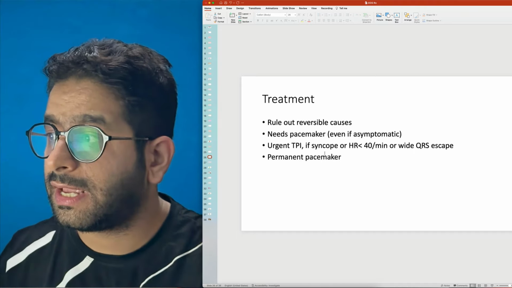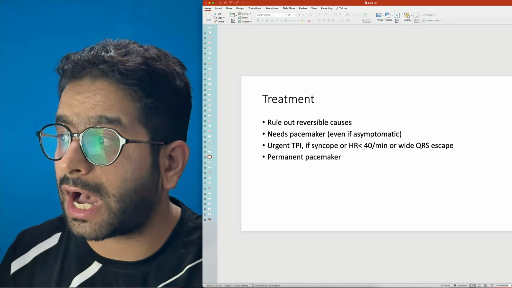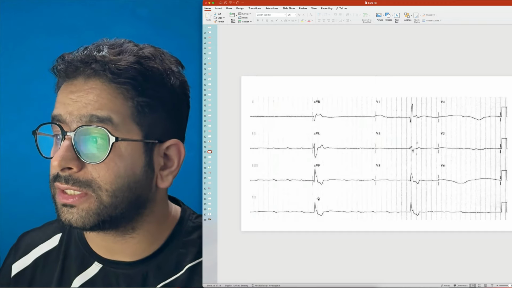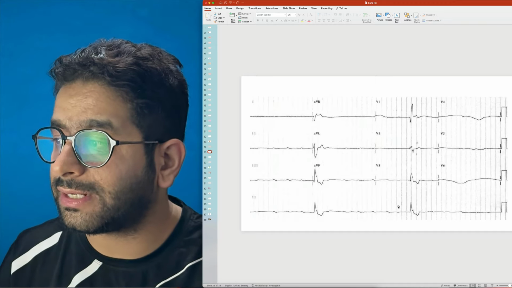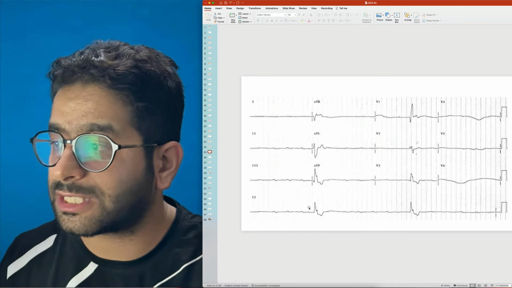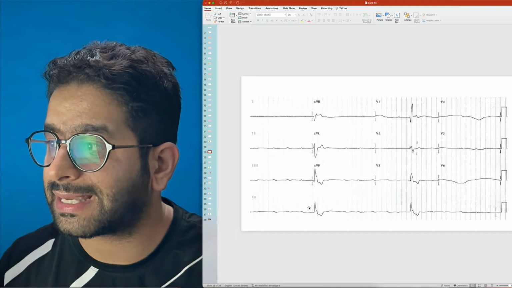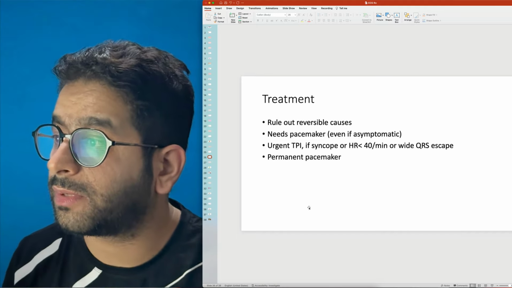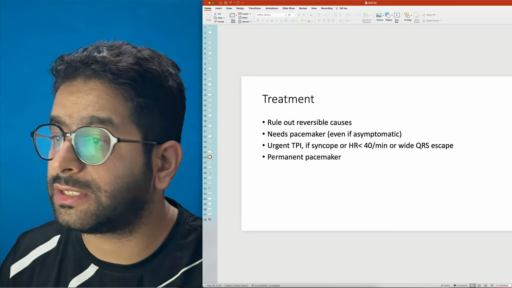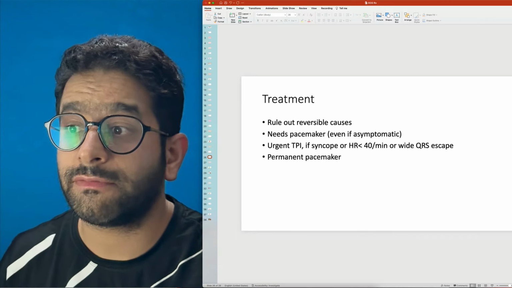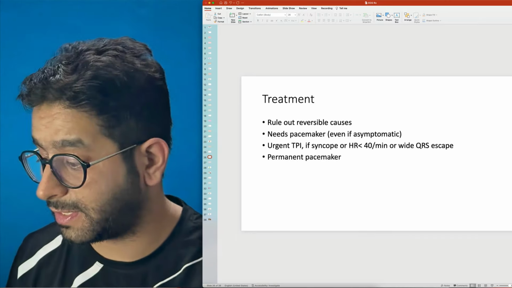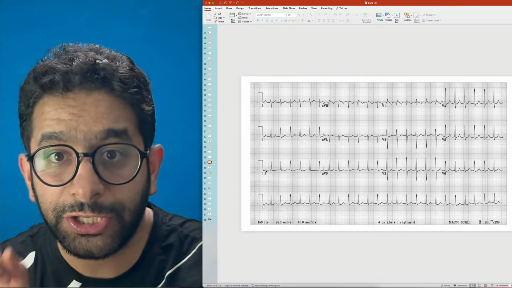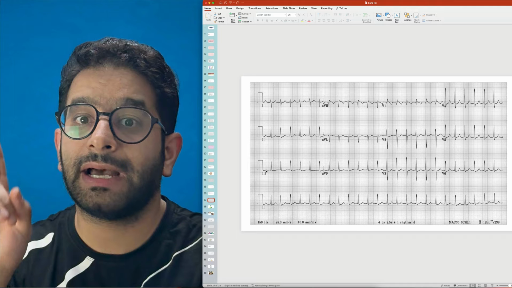That's based on this: if the patient is having recurrent syncope, if the escape rate is less than 40 beats per minute, if the QRS escape is wide. Look at the QRS complex. See, the heart rate is less than 40. The QRS is pretty wide, more than 120 milliseconds. This patient needs a temporary pacemaker before a permanent pacemaker. And then, of course, the definitive treatment for a complete heart block, even if the patient is asymptomatic, is a permanent pacemaker.